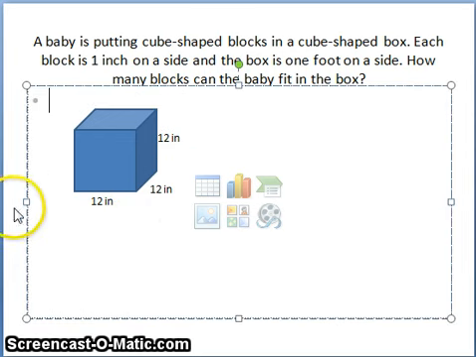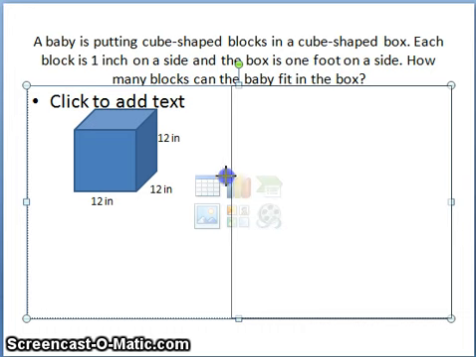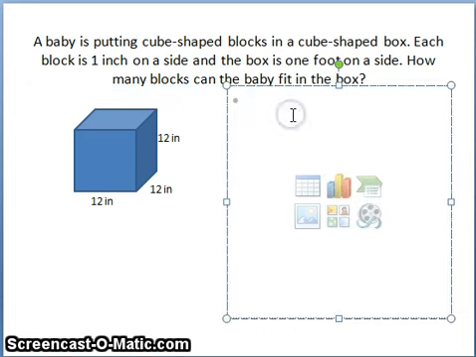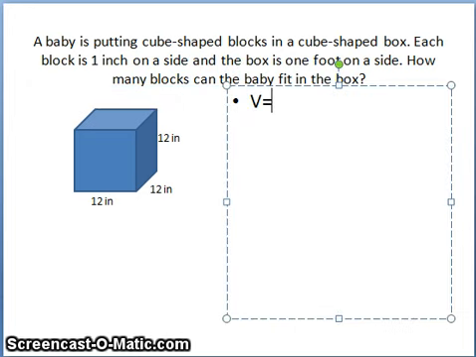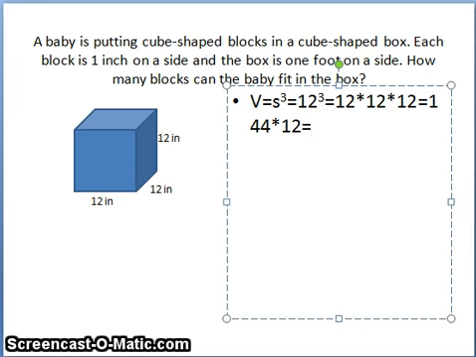So then I want to know how many blocks can the baby fit in the box. If it's 12 inches on a side, then I'm going to use that volume formula again. That volume is the side cubed. So I need to cube 12 inches, which is going to be quite large. This is 12 times 12 times 12, which is 144 times 12, which is, and I'm going to use my calculator now, 1,728. Wow, that's really huge.